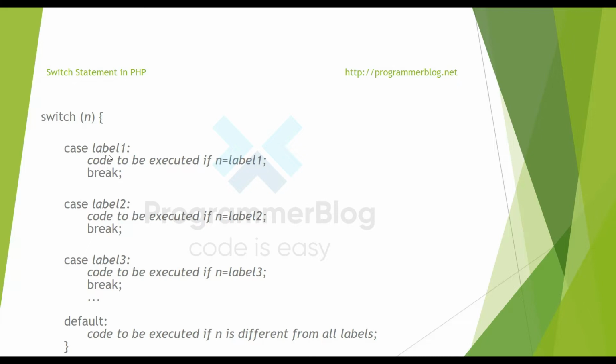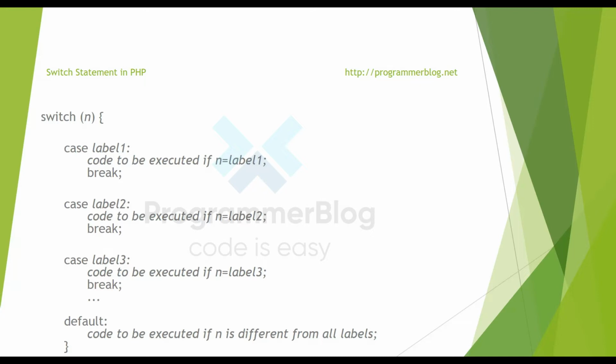The code inside this case label will be executed if the value of n is equal to label 1, and the code inside case label 2 will be executed if the value of n, that is this variable, is equal to label 2. There is a break statement inside each of the case labels. The break statement is used to stop the code running into the next case automatically, and the default case is executed if none of the case labels matches the value of n.